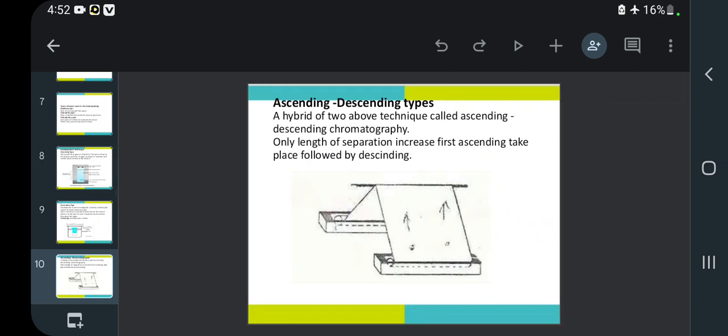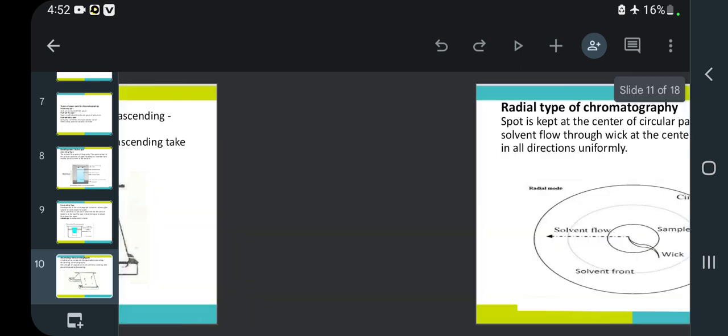A hybrid of the two above techniques is called ascending-descending chromatography. Only the length of separation increases. First ascending takes place, followed by descending.